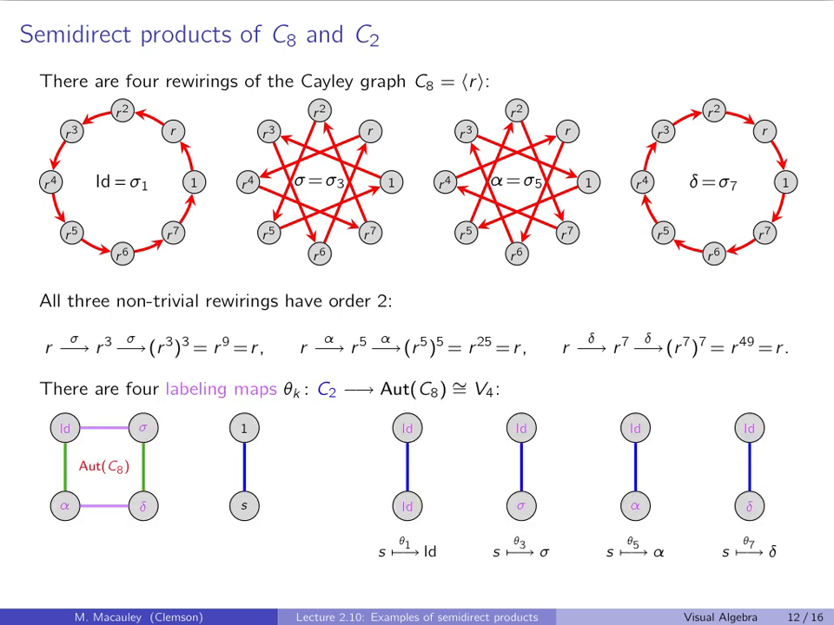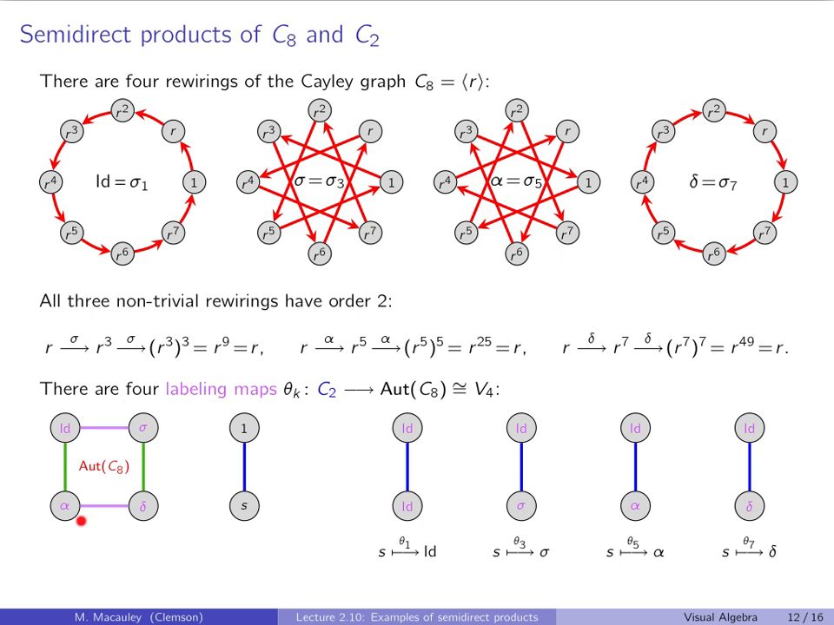I claim there are 4 labeling maps from C2 to the automorphism group of C8, which is just V4. And remember, a labeling map just says, tell me which of these rewired diagrams I put in each of the inflated nodes of B. So we have to put the identity rewiring in the identity balloon. But for the other one, we have 3 choices. We can stick either of these, well, 4 choices. We can stick the identity one in as well. So here are the 4 labeling maps.